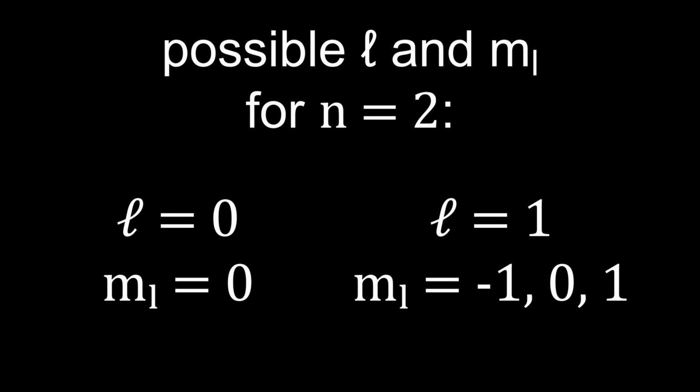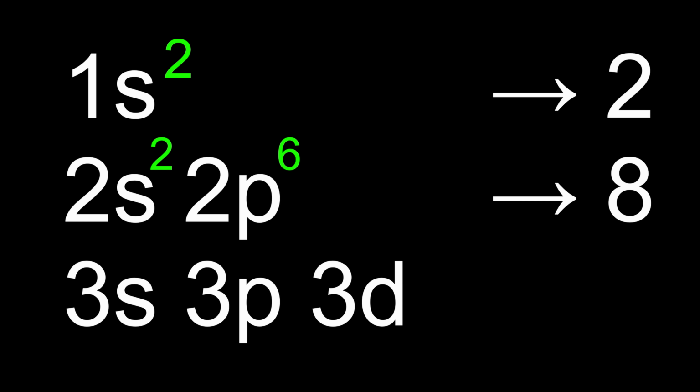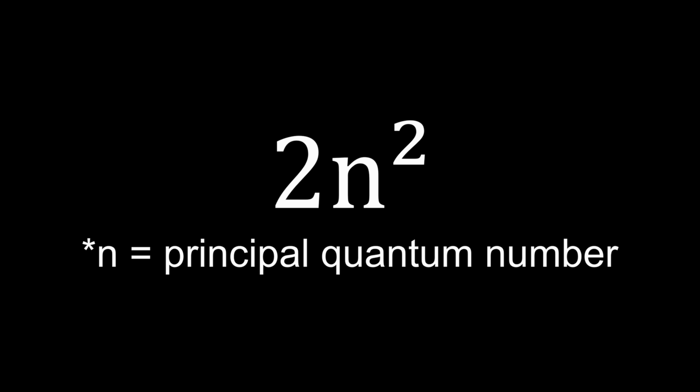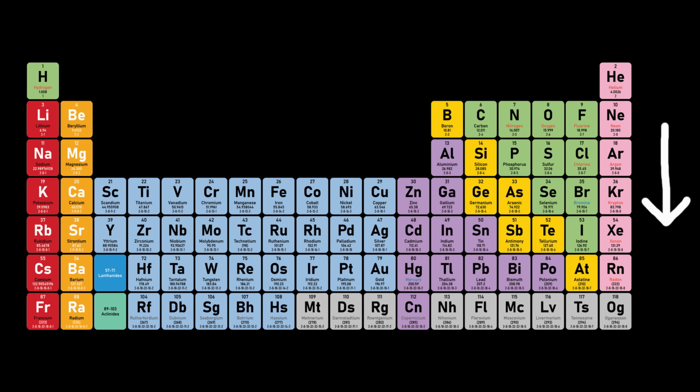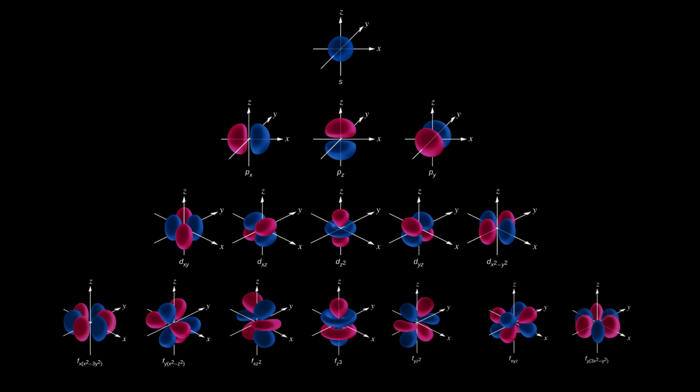which means that the first shell can only have an s subshell, the second can have an s and a p subshell, and so on. This means that the first shell can hold a total of 2 electrons, the second can hold 8, the third can hold 18, and generally the number of electrons a shell can hold follows the rule 2n squared, with n being the principal quantum number. The principal quantum number, and therefore the total number of shells, increases from top to bottom in the periodic table, from 1 to 7.